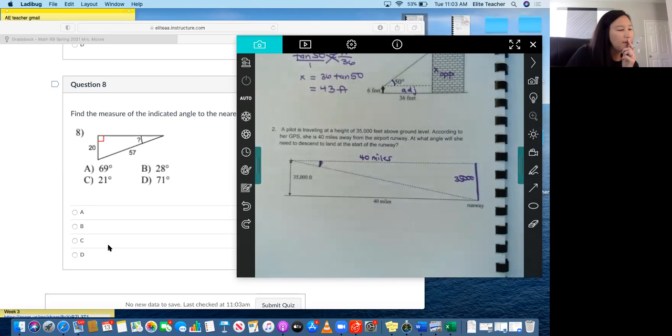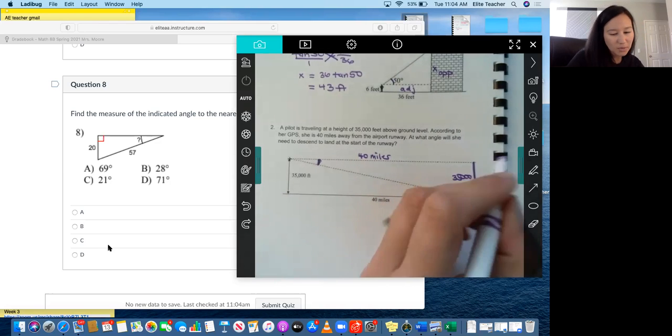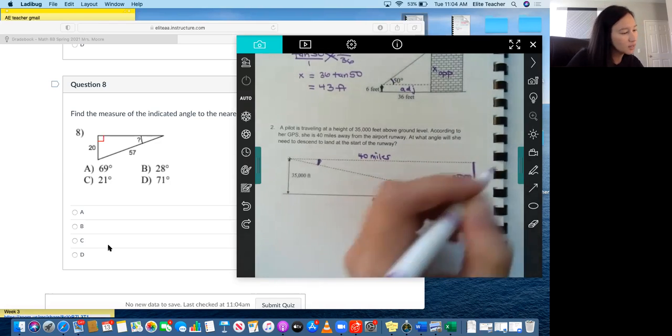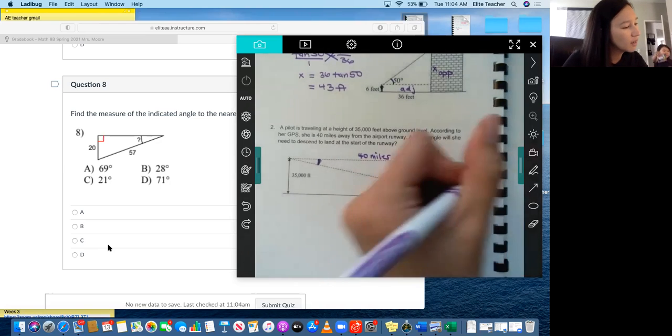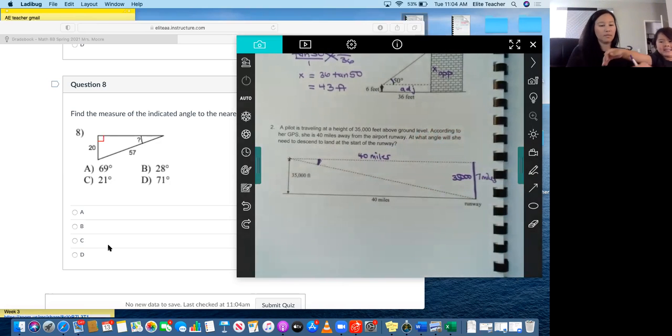Okay, so 1 mile is 5,280 feet. So let's do 35,000 divided by 5280. You would have to convert this to miles. So this would be 6.6, which we could round to 7. So let's say this is 7 miles.